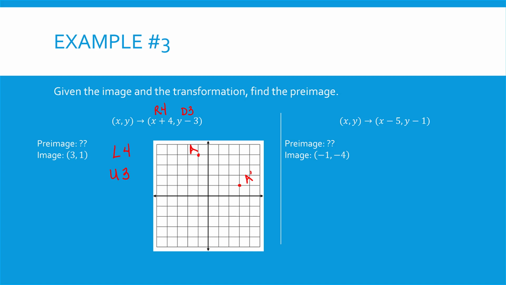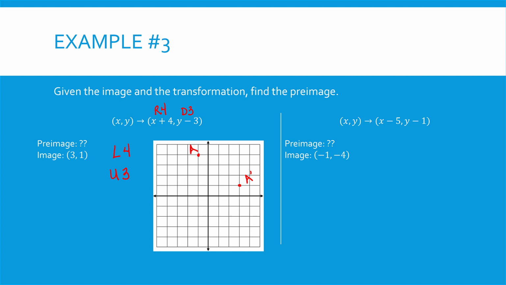So now if I go from A to A prime and I do this transformation forwards, how it's written, A to A prime now goes 1, 2, 3, 4 right and down 3. So that matches that transformation. So you could do it that way. I will also show you how to do this algebraically.